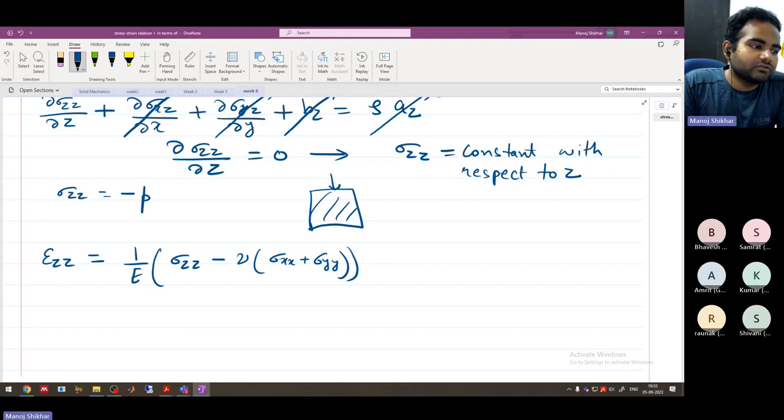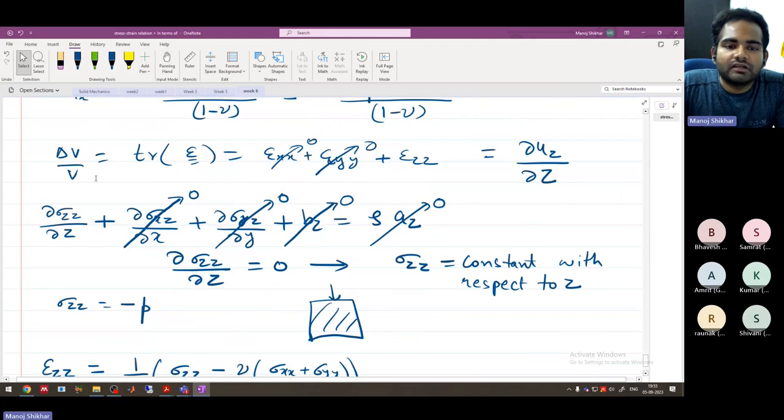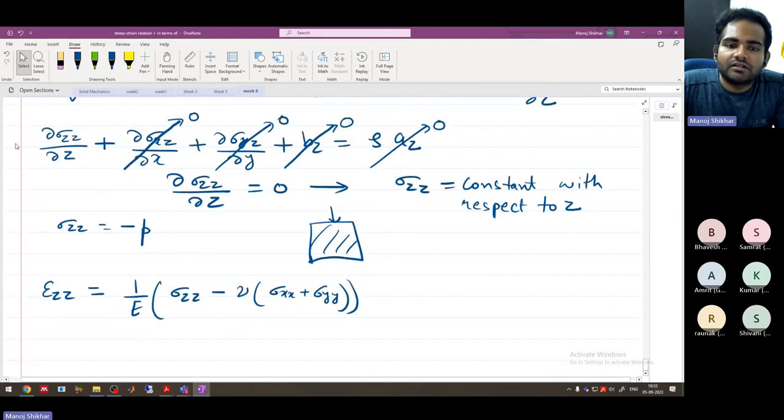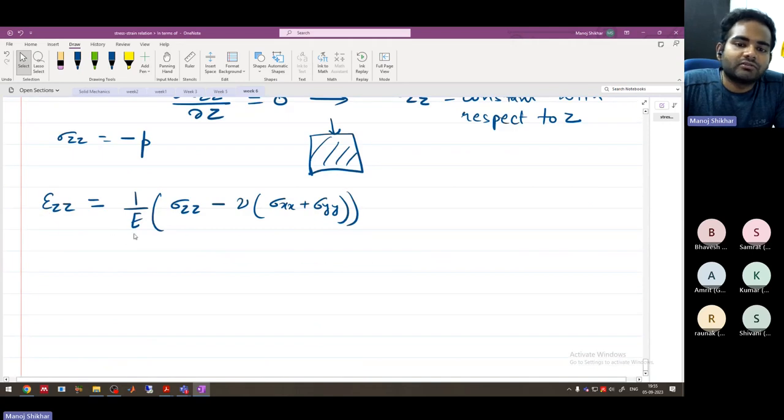Actually, we did not have to use this step, this equilibrium step. I showed it by mistake. It is not necessary to use these two steps. We can directly use epsilon zz equal to 1 by E into sigma zz minus mu times sigma xx plus sigma yy.